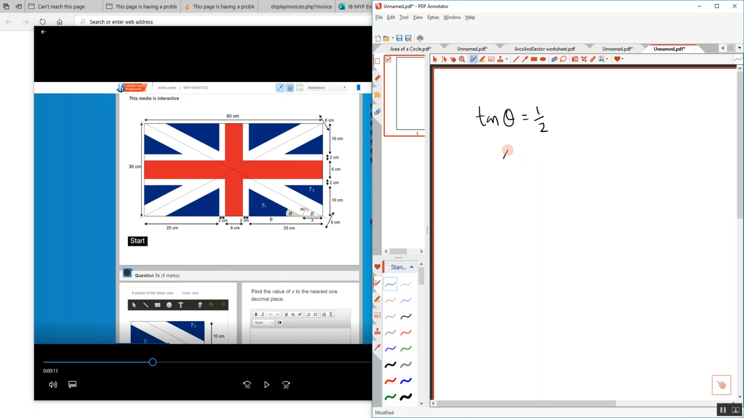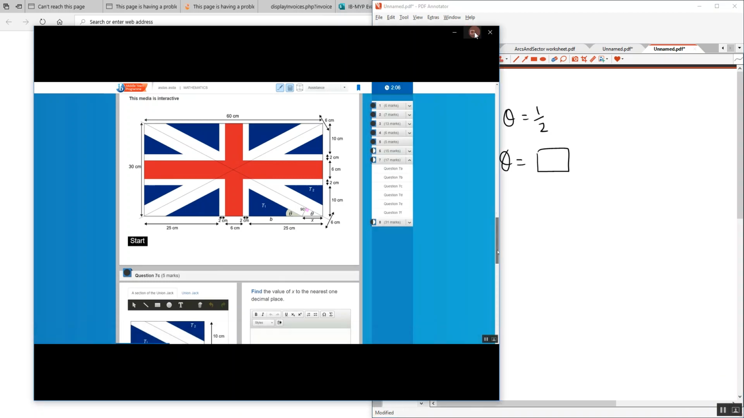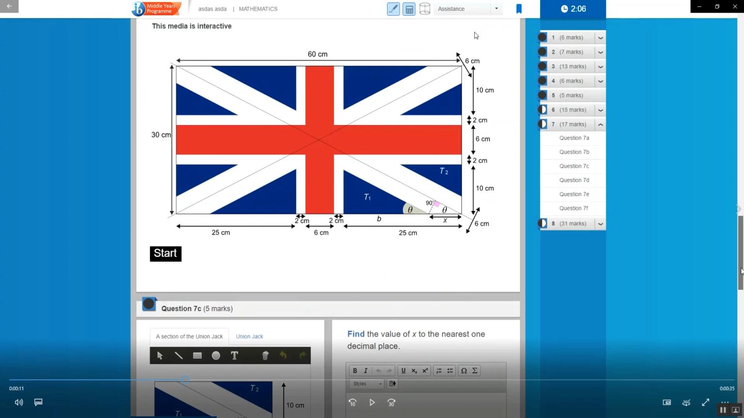So how do I work out what theta is? What buttons do you press in your calculator? Right, good. Inverse tan, okay? Don't do it now. Don't do it now, okay? I want you to do it all at once. So you know what the angle is. Do you know what this distance is?